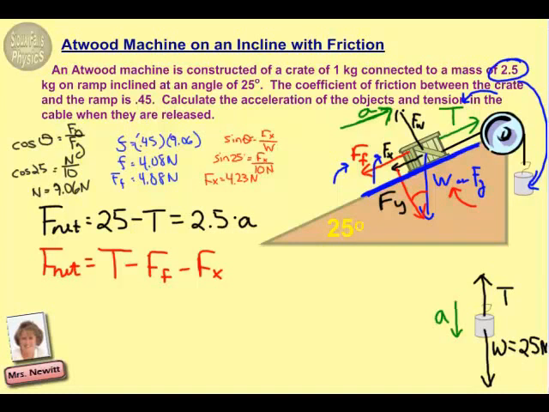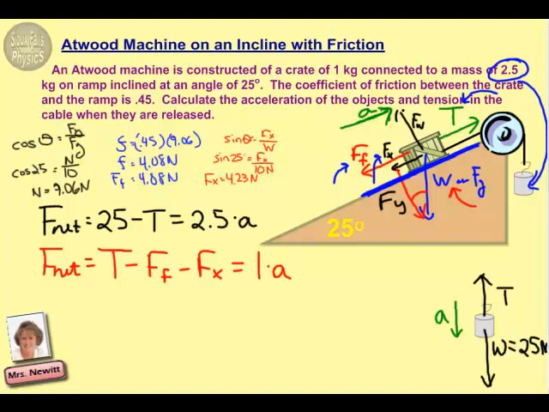So we're saying that if the tension is larger than those two, then that crate should be moving up the ramp. That again is the net force, and we know that net force is equal to mass times acceleration. The mass of the crate is 1, and the acceleration is our unknown.